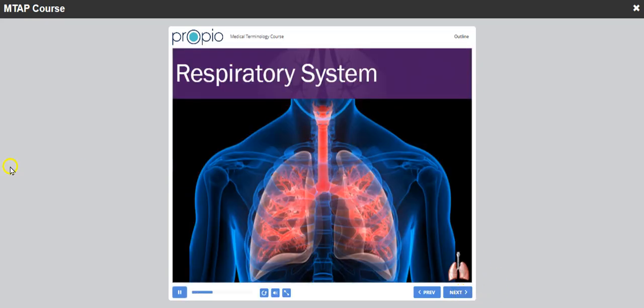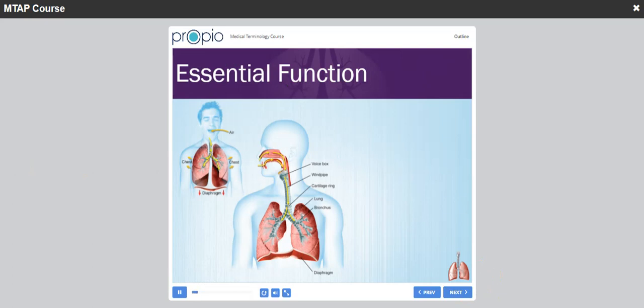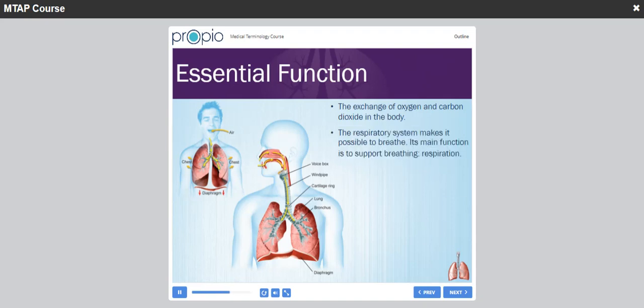And now, respiratory system. The main function of the respiratory system is the exchange of oxygen and carbon dioxide in the body. The respiratory system makes it possible to breathe. Its main function is to support breathing.